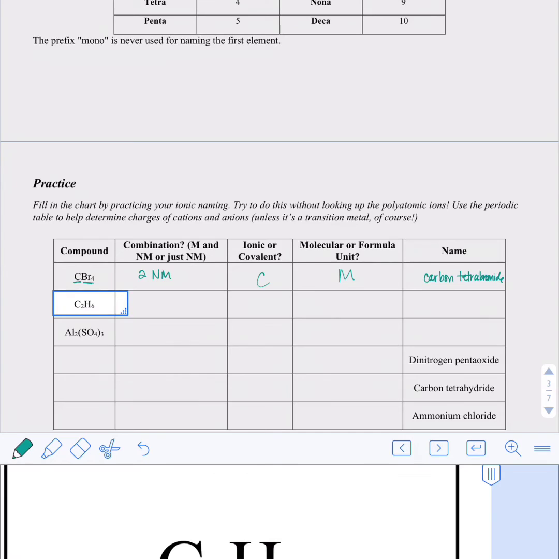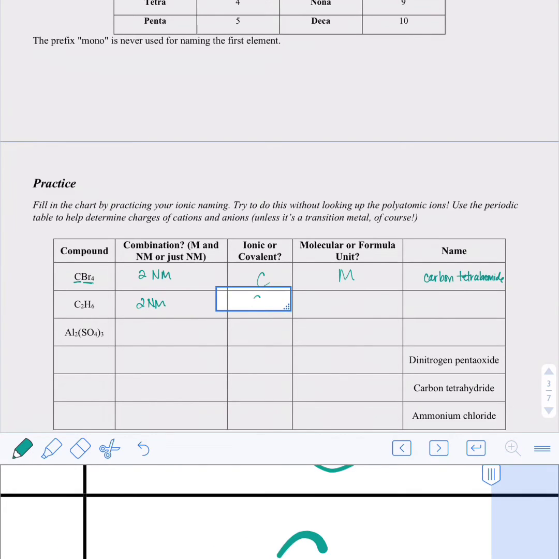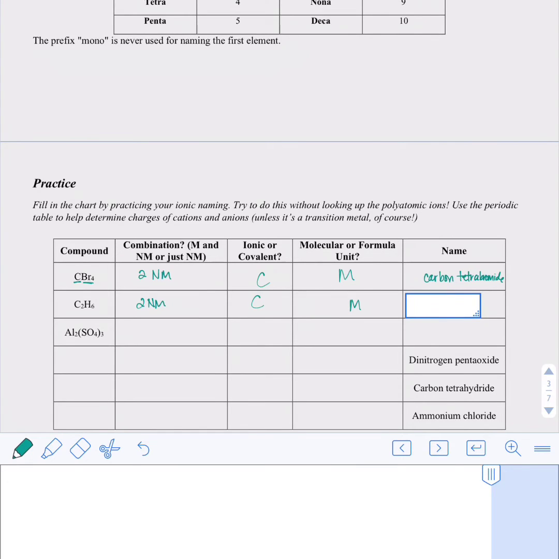Same thing here. Hydrogen, even though it's on the left side of the staircase, is really considered a nonmetal. It just behaves like an alkali metal because it loses electrons just like the alkali metals do. So this one is two nonmetals. It is covalent, so it's a molecular compound. And for this one, we have to use a prefix on the first element. It's dicarbon hexahydride.